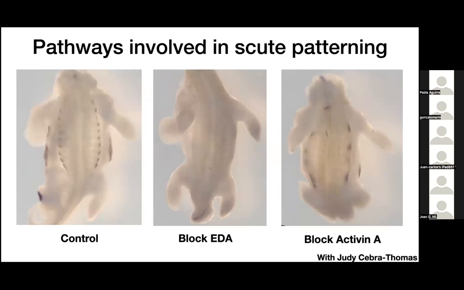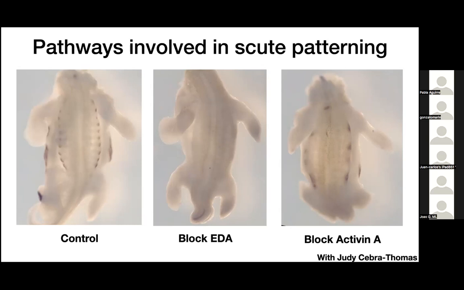So on the left, we have control. I can't see at all where the mouse is, but I guess it's okay. There are regularly spaced primordia around this forming shell. So you have about 12 dots on each side.